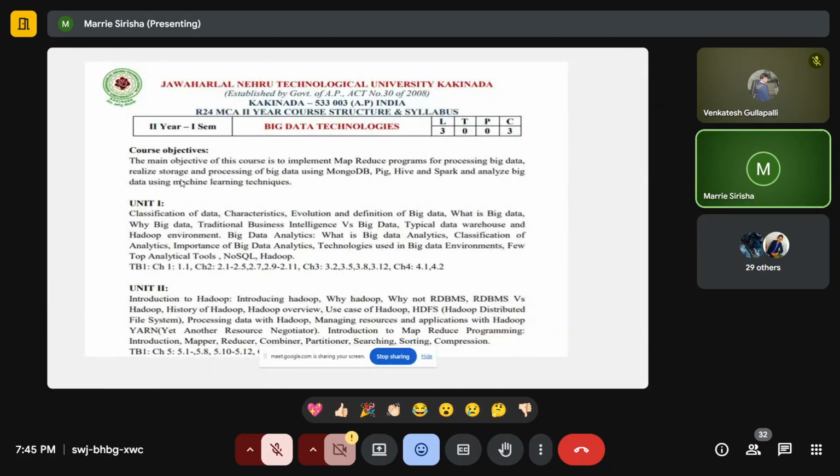Typical data warehouse, that is a storage, and the Hadoop environment. You have to be aware of Hadoop because your second unit is completely based upon the Hadoop environment. And next, data technique tools, big data analytics: what is big data analytics, classification of analytics, importance of big data analytics, and technologies used in big data environments, a few top analytical tools, NoSQL, and Hadoop.